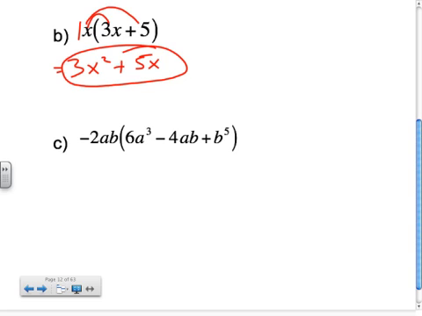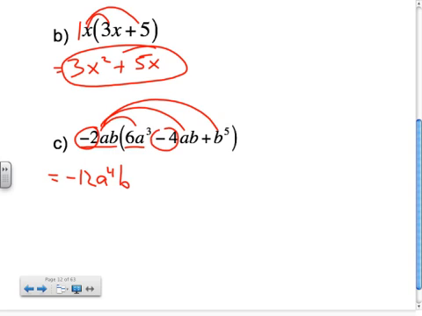All right. Part C, again, just distributive property. We're just distributing to all three terms inside. So I have negative 2ab times 6a cubed. Multiply your coefficients. Negative 2 times 6, negative 12. I have a and a to the third. To combine them, I have a to the fourth. Add your exponents. B is just b. There's no other b to combine it with. Then for the second term, I have negative 2 times negative 4. That's positive 8. A and a makes a squared. B and b makes b squared.